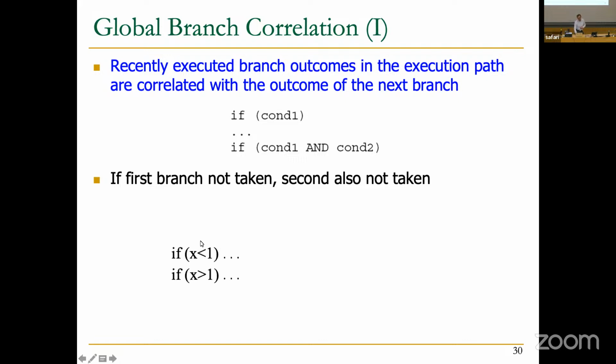Okay, another one. This branch is testing x is less than 1. This branch is testing x is greater than 1. It's clear there's a correlation here. Similarly, this branch is testing. This is a more sophisticated correlation.